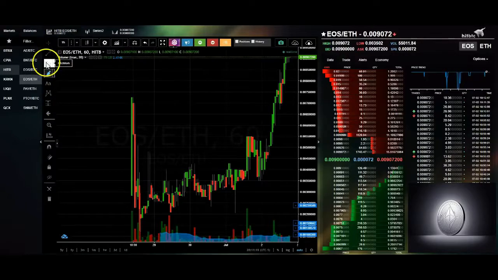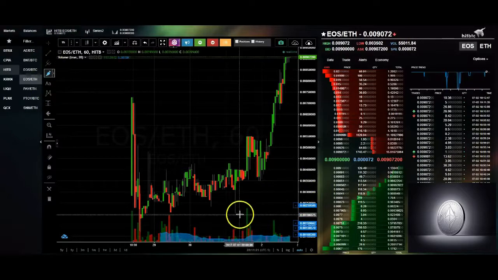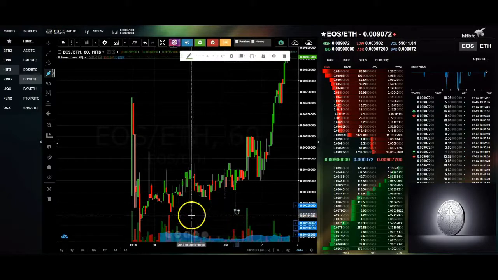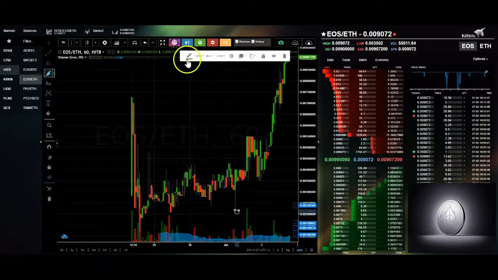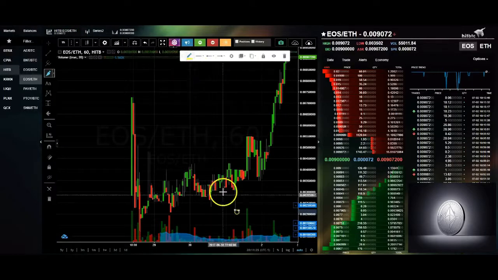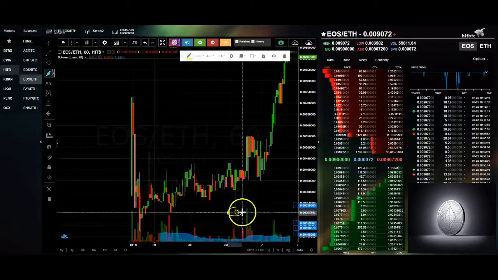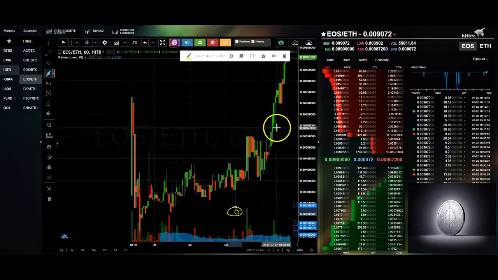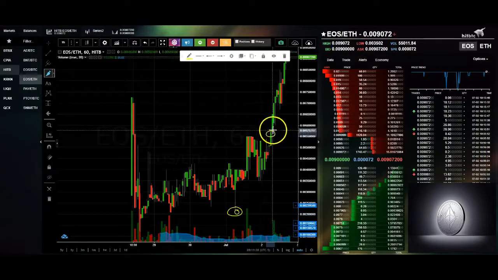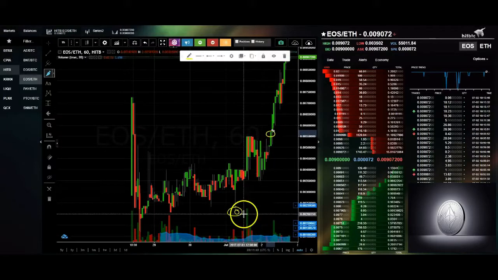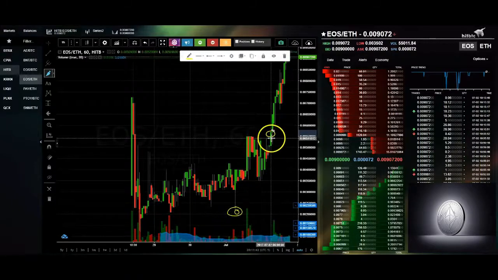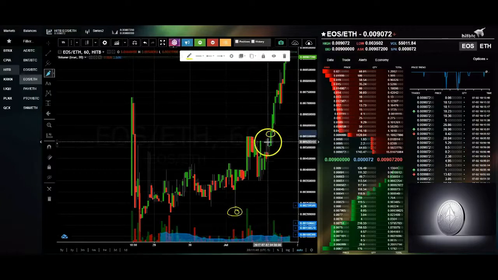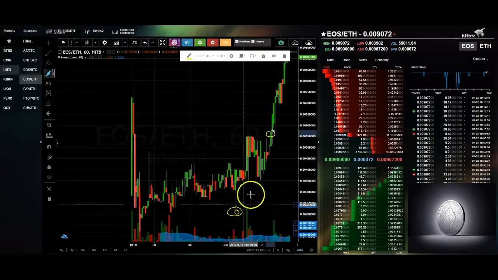It's just beautiful. I bought 21 right here, and you know, that is complete luck of the draw. I don't even like this color here. Let's make it yellow. I bought right here at 21, and I sold right here at 55. I made such a beautiful trade. 21 to 55 is like 2.5 times my money. It was just such a gorgeous trade.